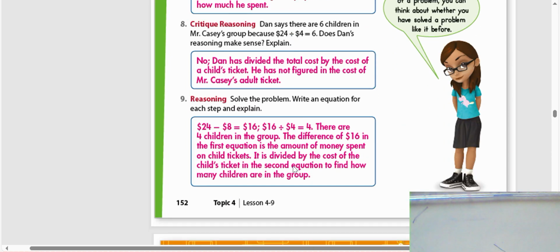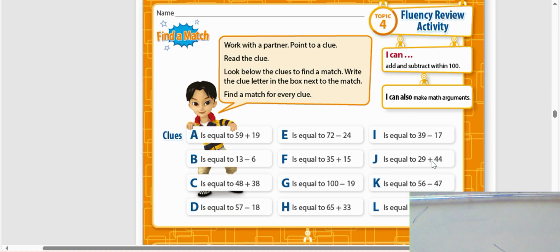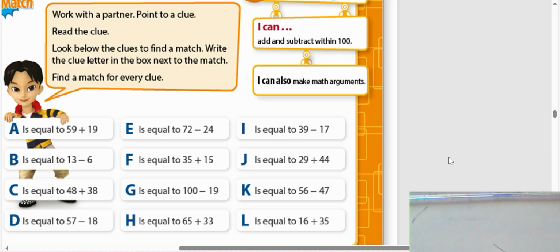The first step is the difference, 24 minus 8 equals 16. Then divide 16 by 4 equals 4. There are 4 children in the group. The difference of $16 in the first equation is the amount of money spent on child tickets. It is divided by the cost of the child's tickets in the second equation to find how many children are in the group. Now, the activity: find the answer, the question for you.